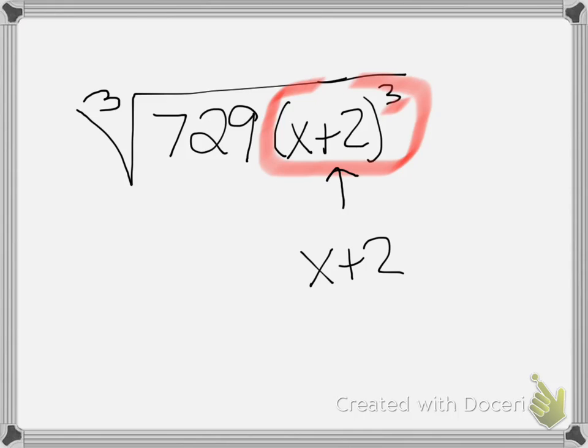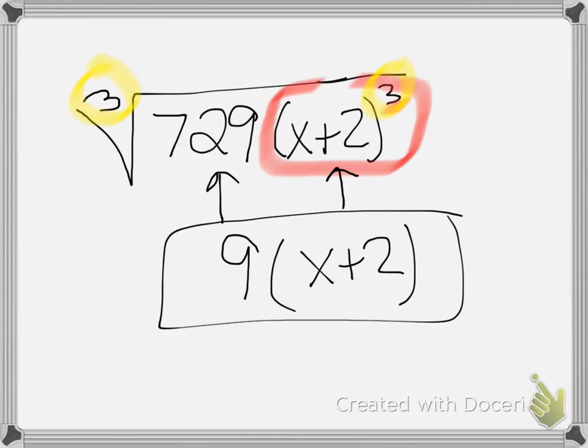Because remember, the cubed and the cube root will cancel themselves out. I just have to figure out what times what times what equals 729. Okay, and that's going to be 9. So my answer is 9 times x plus 2. I don't need absolute values because it was a cube root. It wasn't an even root.